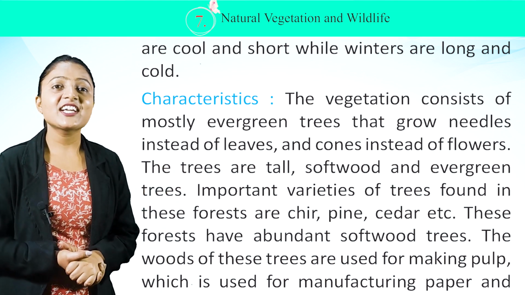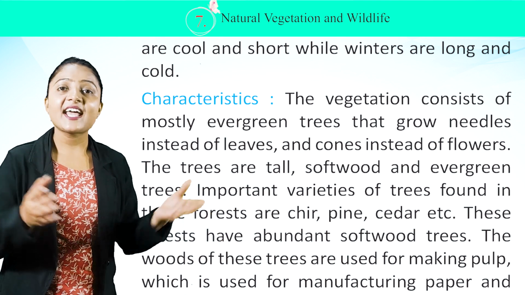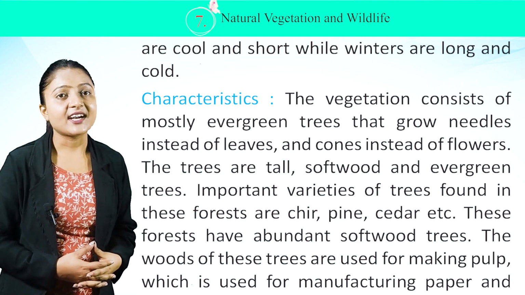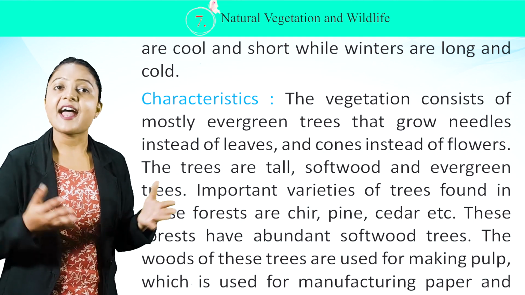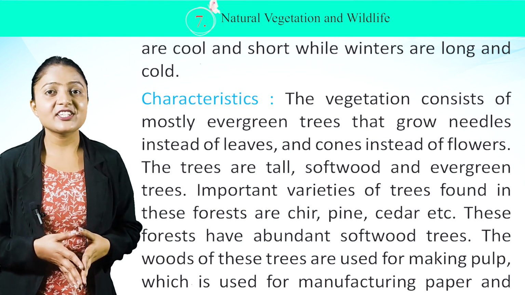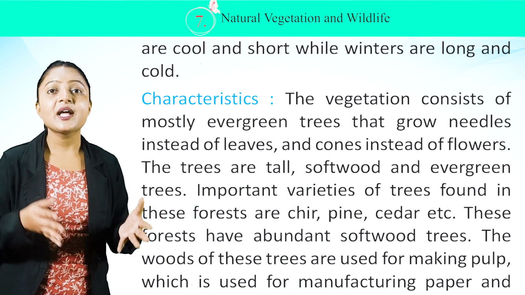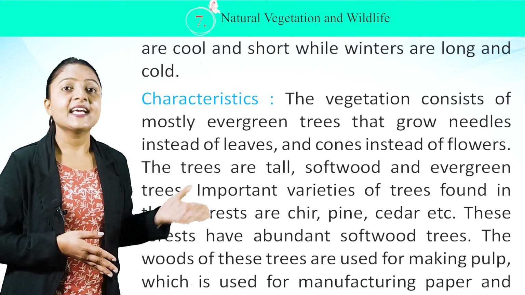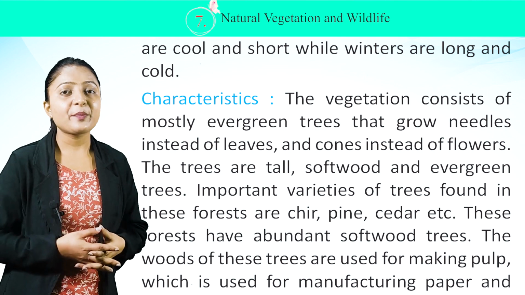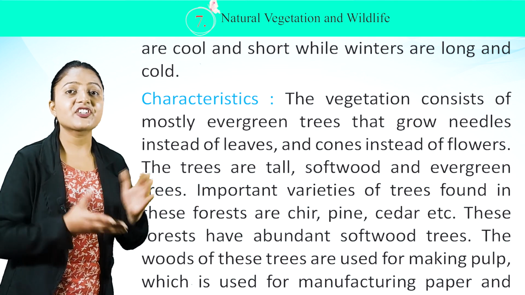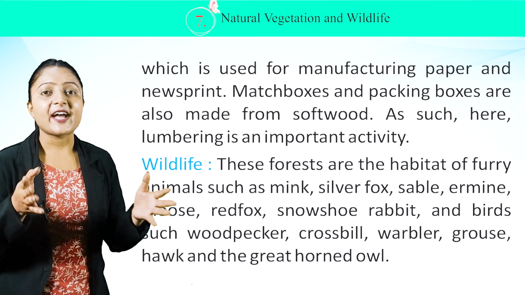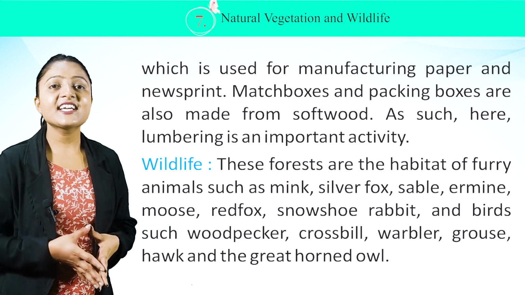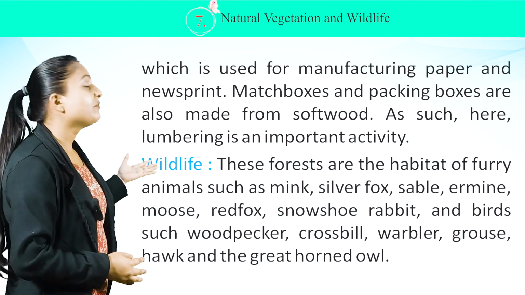Characteristics: the vegetation consists of mostly evergreen trees that grow needles instead of leaves and cones instead of flowers. The trees are tall, softwood, and evergreen. Important varieties of trees found in these forests are spruce, pine, cedar, etc. These forests have abundant softwood trees. The wood of these trees is used for making pulp, which is used for manufacturing paper and newsprint. Matchboxes and packaging boxes are also made from softwood. As such, lumbering is an important activity here.